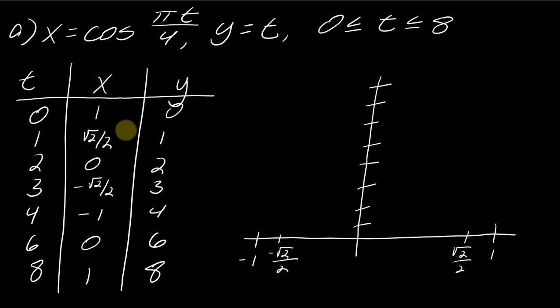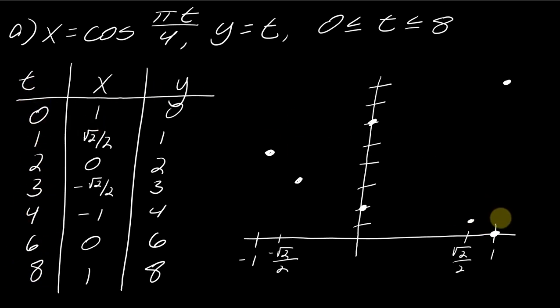Each one of these XYs is now just like a normal graph. And so you just graph the pair. You don't have to worry about the T. So you can just go ahead and plot your points. And then from here, you can connect them. And the other thing is you do want to go in the order of your T's, okay?